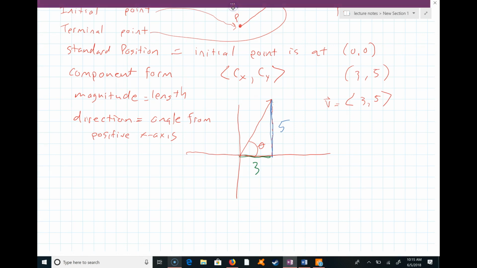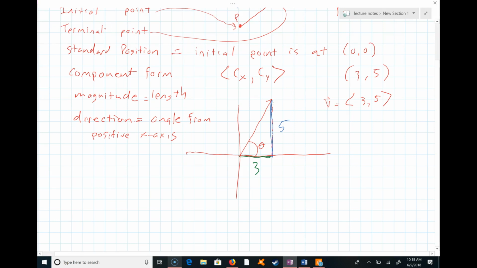And just for notation's sake, the way we write magnitude, it looks like an absolute value on steroids, or a double absolute value. That's how we say magnitude in terms of vectors. We put the vector inside a double absolute value, and that means magnitude. So the magnitude of this vector would be the square root of 25 plus 9. Everyone see where the 25 and the 9 are coming from? So this would be the square root of 34. 25 is 5 squared and 9 is 3 squared, so I'm just using the Pythagorean theorem there. Okay? So the magnitude would be the square root of 34.